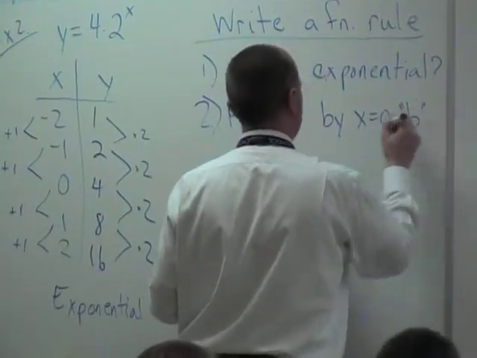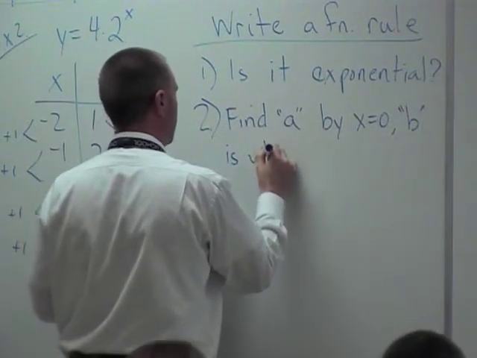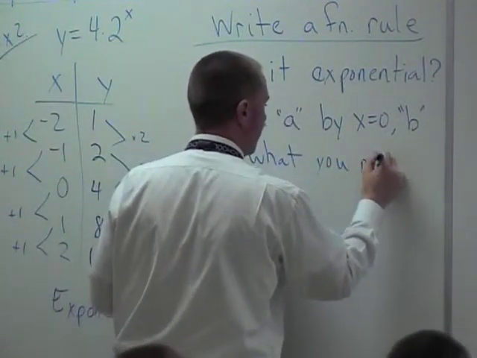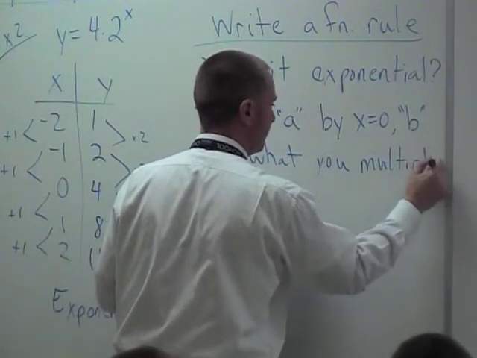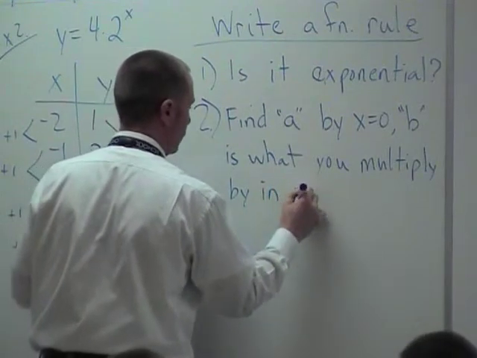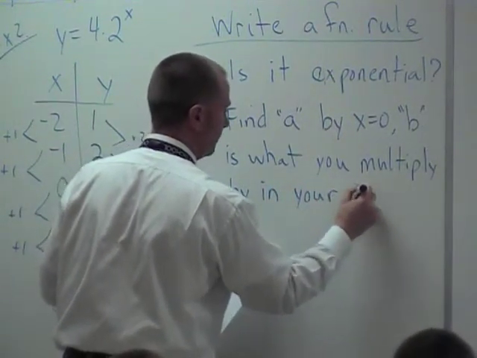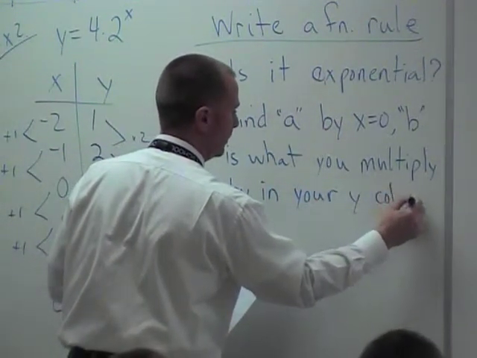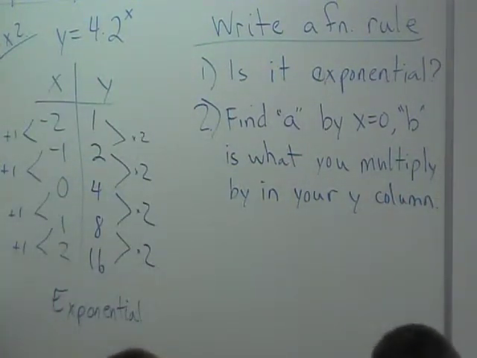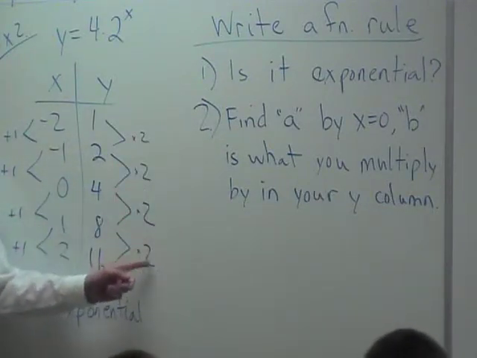letter B, is what you multiply by in your y column. What do we multiply by on that one? In the y column. So this right here is B.